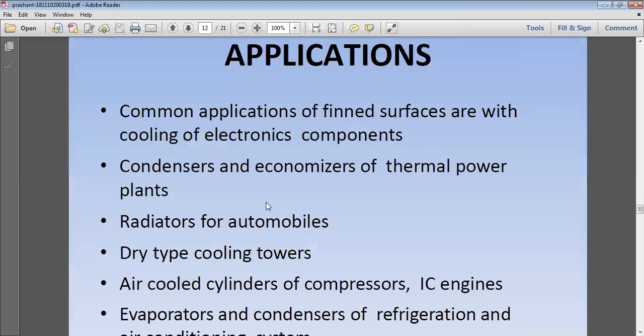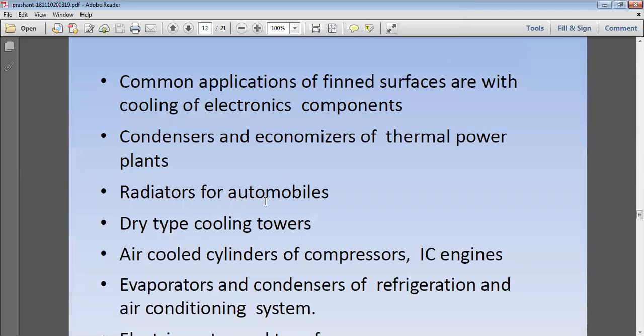Okay, applications: what are the different types of application where we are using this type of fins? Here you can see a common application of finned surfaces is the cooling of electronic components. Most electronic devices dissipate a lot of heat. They generate more heat while charging the battery, and while discharging the current, supplying power to the mobile, more heat will be dissipated.